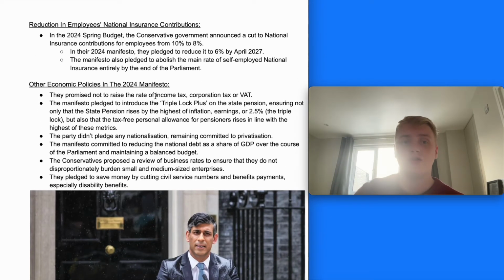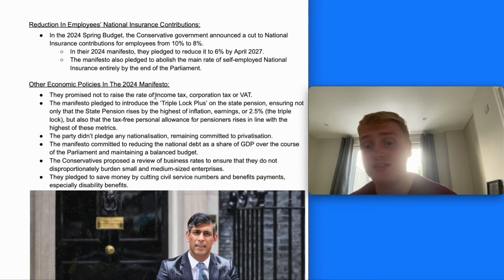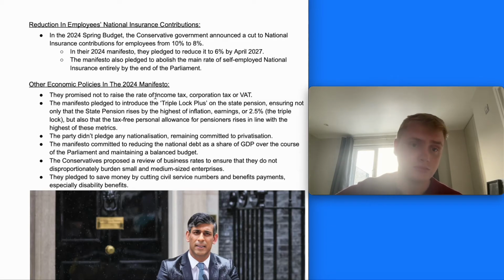While he was in power in the 2024 election, what you saw in the 2024 spring budget was that the Tory government announced a cut to national insurance contributions for employees from 10% to 8%. In the 2024 manifesto, they pledged to reduce it to 6% by April 2027. And their manifesto also pledged to abolish the main rate of self-employed national insurance entirely by the end of the parliament. So you see that kind of Thatcherite idea of tax cuts running through their manifesto in 2024.